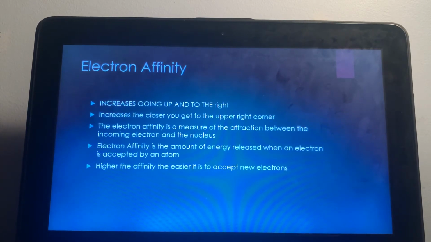The next one is electron affinity. This increases going up and to the right, or increases the closer you get to the upper right corner. Electron affinity is the amount of energy released when an electron is accepted by an atom. But it's also a measure of the attraction between the incoming electron and the nucleus, as we saw. The higher the affinity, the easier it is to accept new electrons, meaning that as it goes up and to the right, it's easier to accept new electrons, meaning that down and to the left is more reactive.